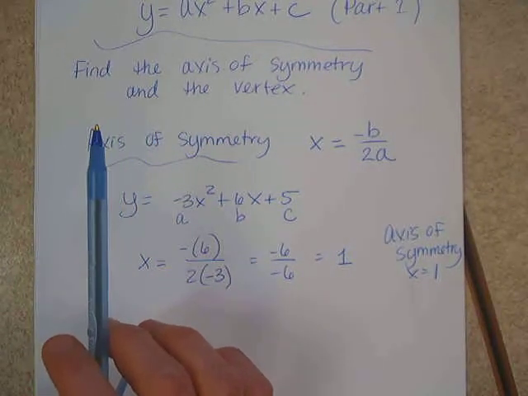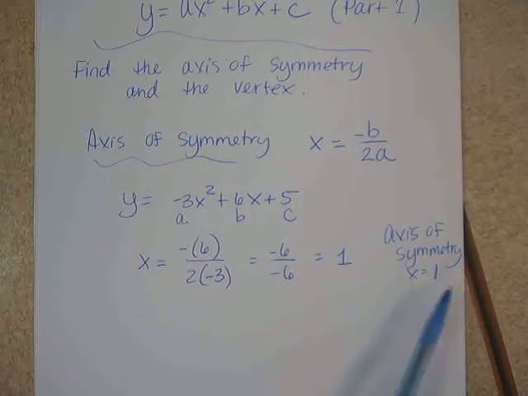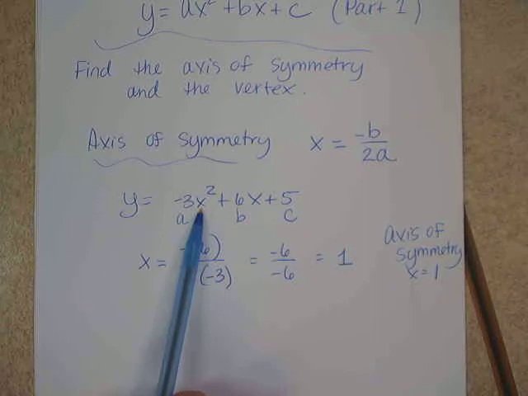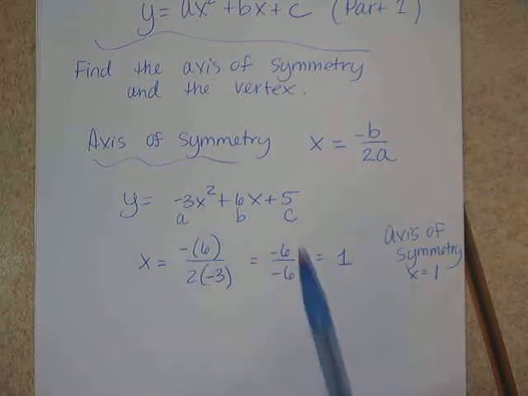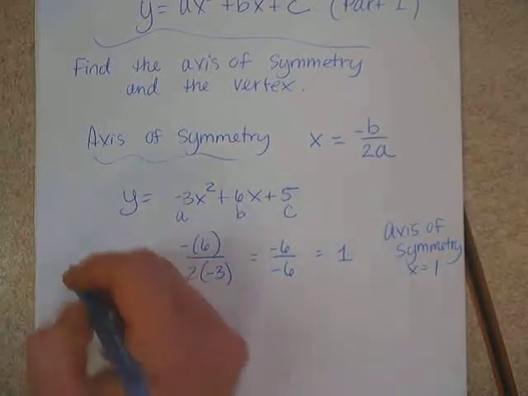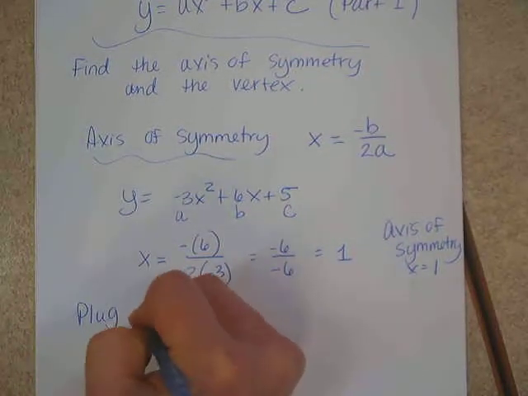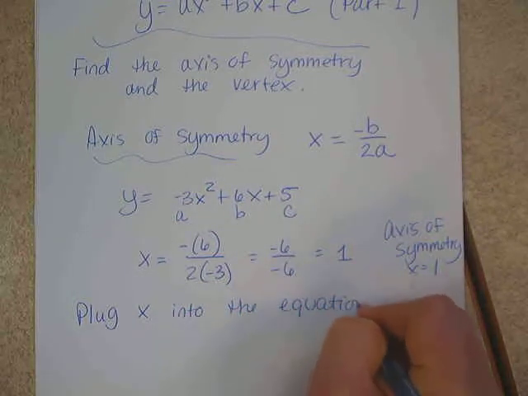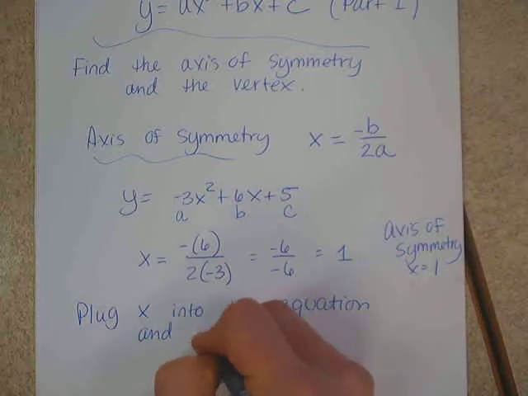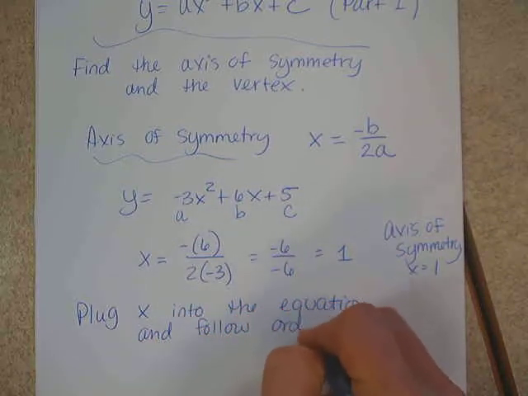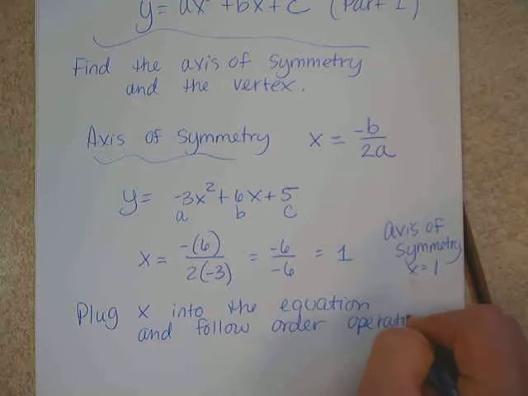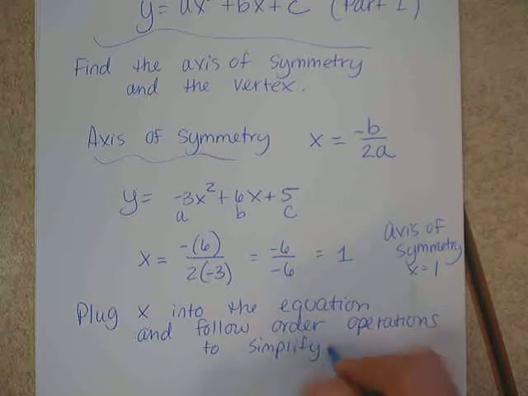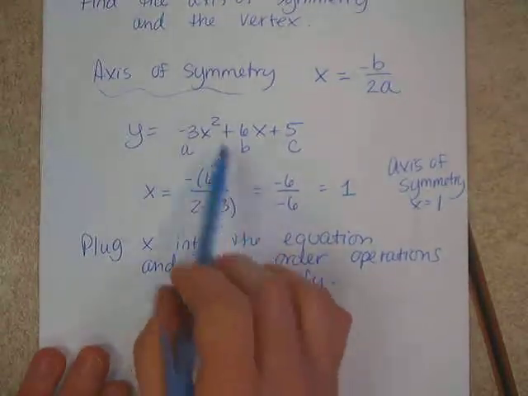Now, in order to find the vertex, because that's going to tell us where specifically the bottom or the top point of our parabola is, we're going to take that value and plug it back in, because we know what x is. Every single x. So the second step is plug x into the equation and follow order of operations to simplify.